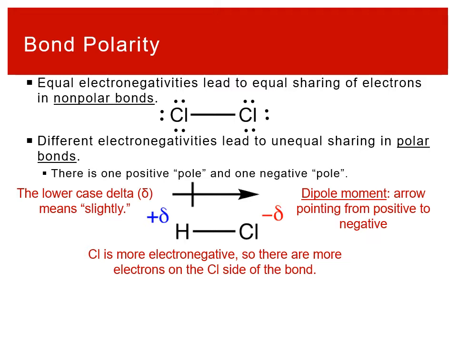Atoms that are different, like hydrogen and chlorine, have different electronegativities, unequal sharing of electrons. We call those bonds polar. Okay, there's one side that is the positive pole, one side that is the negative pole.